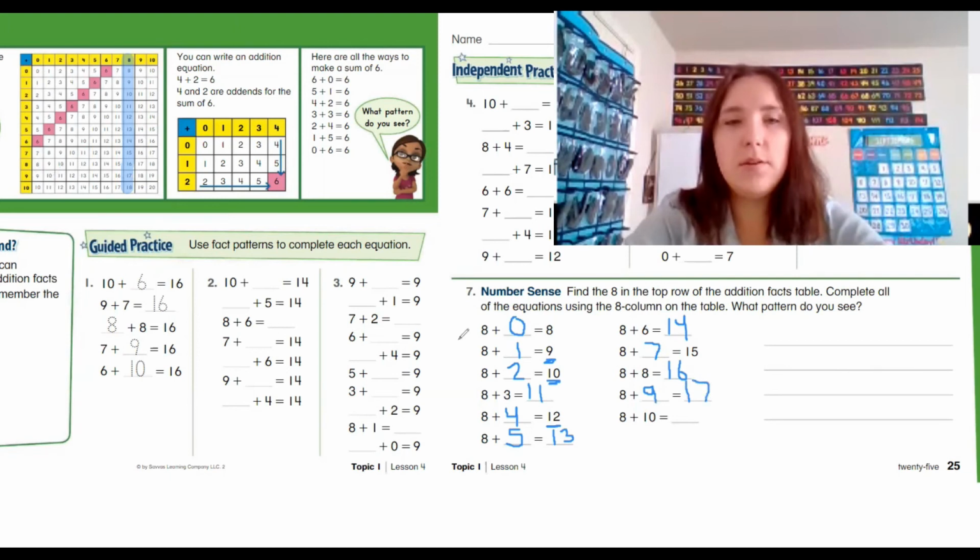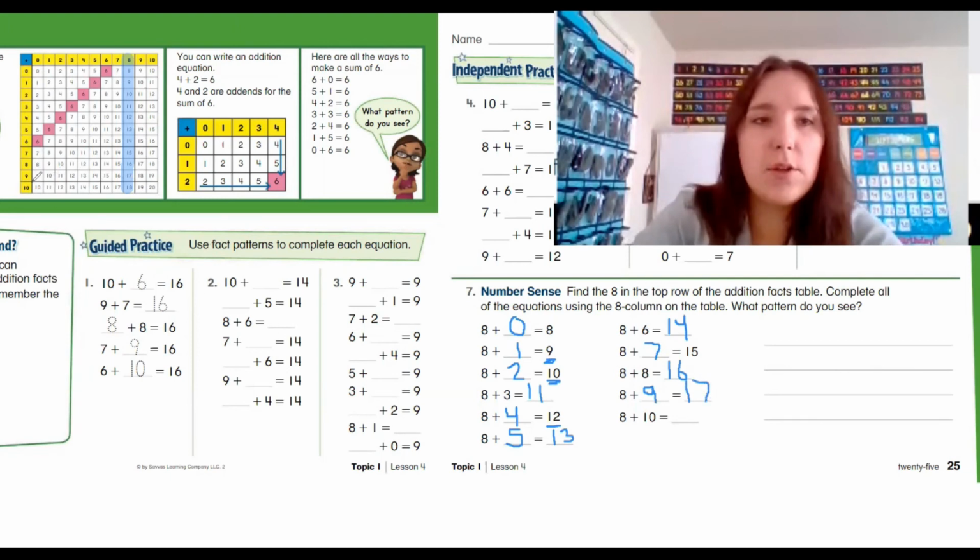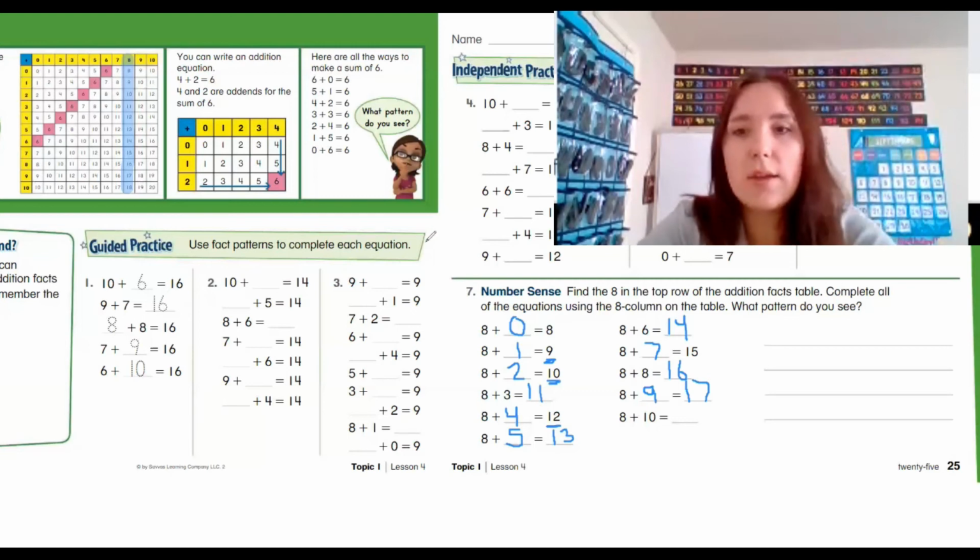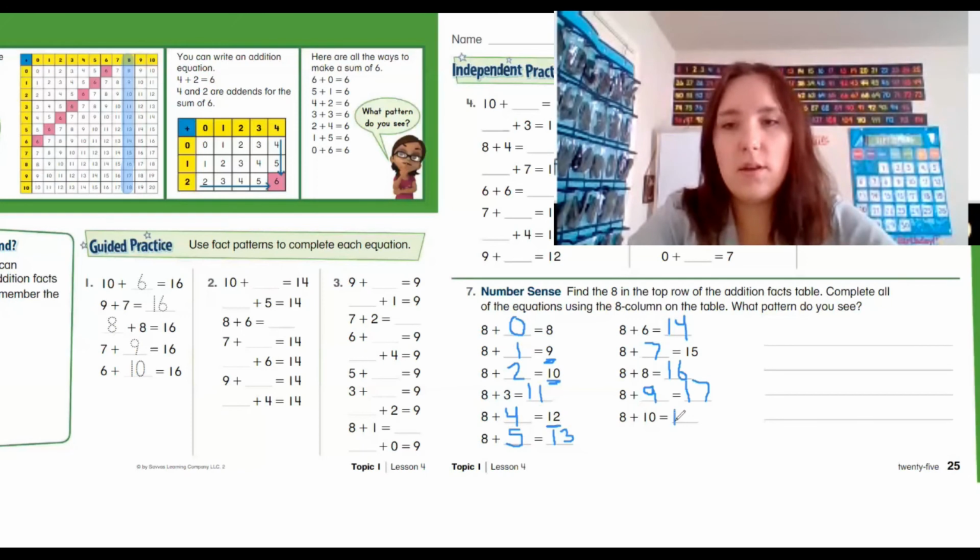Okay, last one. So I'm going to find 8 plus 10. I'm going to find my 10 down here and go all the way over until I run into my 8 column. Going over, going over. It is 10 plus 8, or 8 plus 10, equals 18. Good.